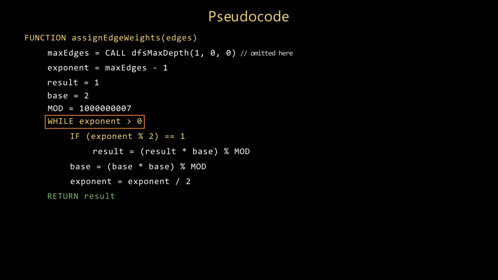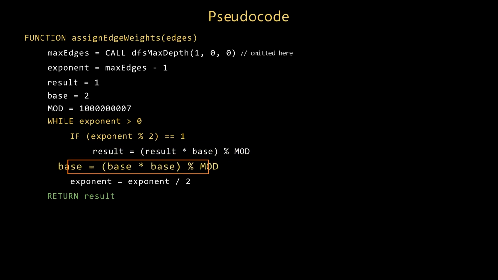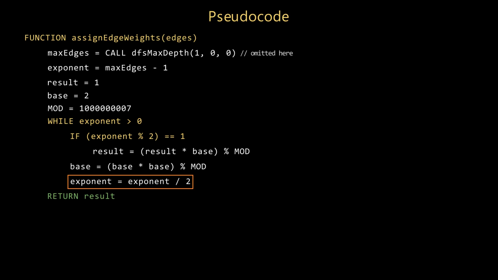Loop until every bit of the exponent is processed. When the lowest bit of the exponent is 1, include the current base in the product. Multiply result by base and apply the modulo filter. Square the base and reduce again so numbers stay bounded. Halve the exponent, dropping 1 bit each iteration. Return the accumulated count of valid assignments.